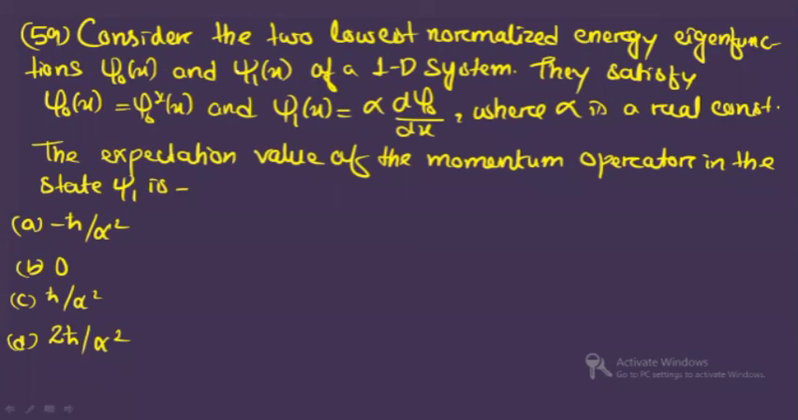So here what it is said, consider the two lowest normalized energy eigenfunctions psi naught x and psi 1 x of a one-dimensional system. They satisfy psi naught x is equals to psi naught star x and psi 1 x is equals to alpha d psi naught dx, where alpha is a real constant. So the expectation value of the momentum operator in the state psi 1. So you have to find the momentum operator's expectation value in the state psi 1. Here you are having two normalized states, the two lowest normalized energy eigenfunctions, all right, psi naught x and psi 1 x.